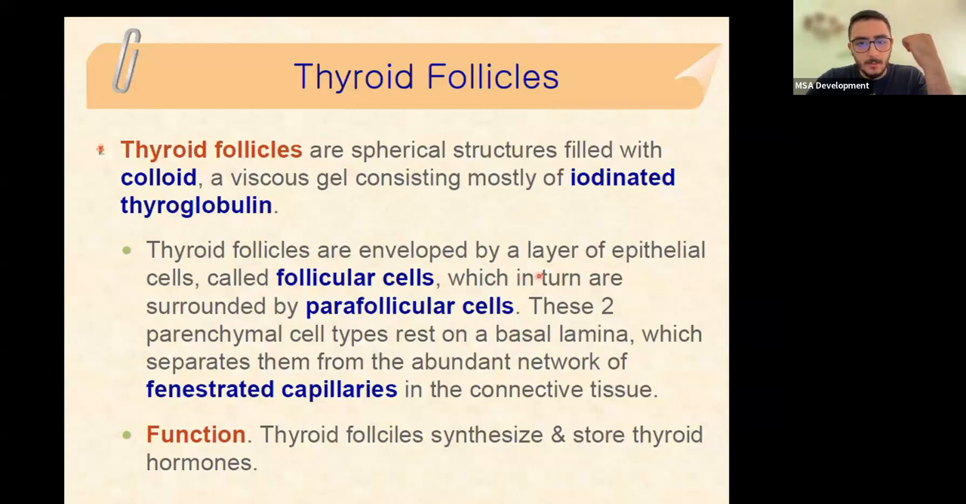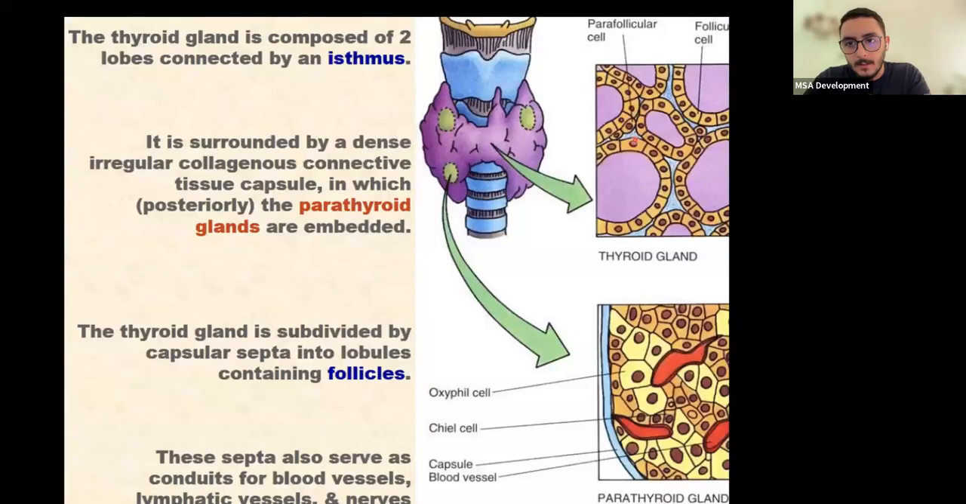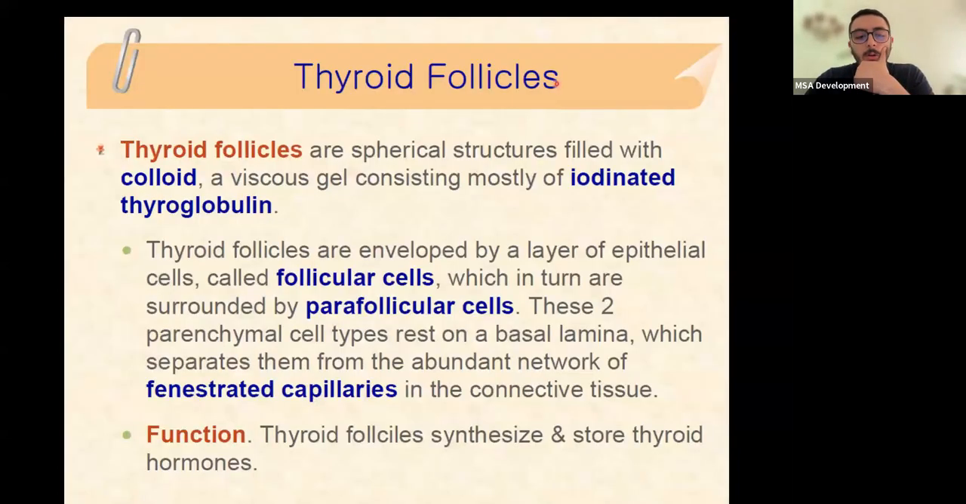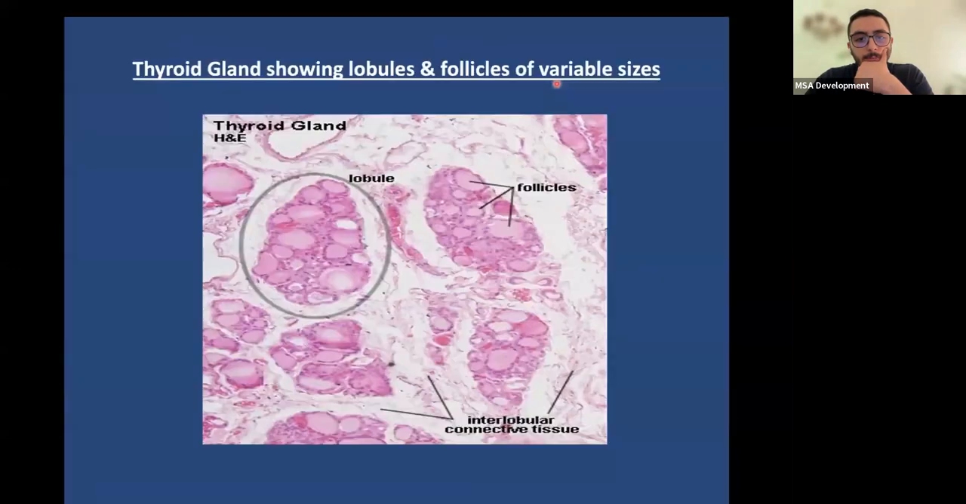Follicular cells, I explained what follicular cells are. Parafollicular cells, I will explain about them in the coming couple of slides. They are cells that secrete calcitonin. These are the parafollicular cells. I will talk about calcitonin, inshallah.